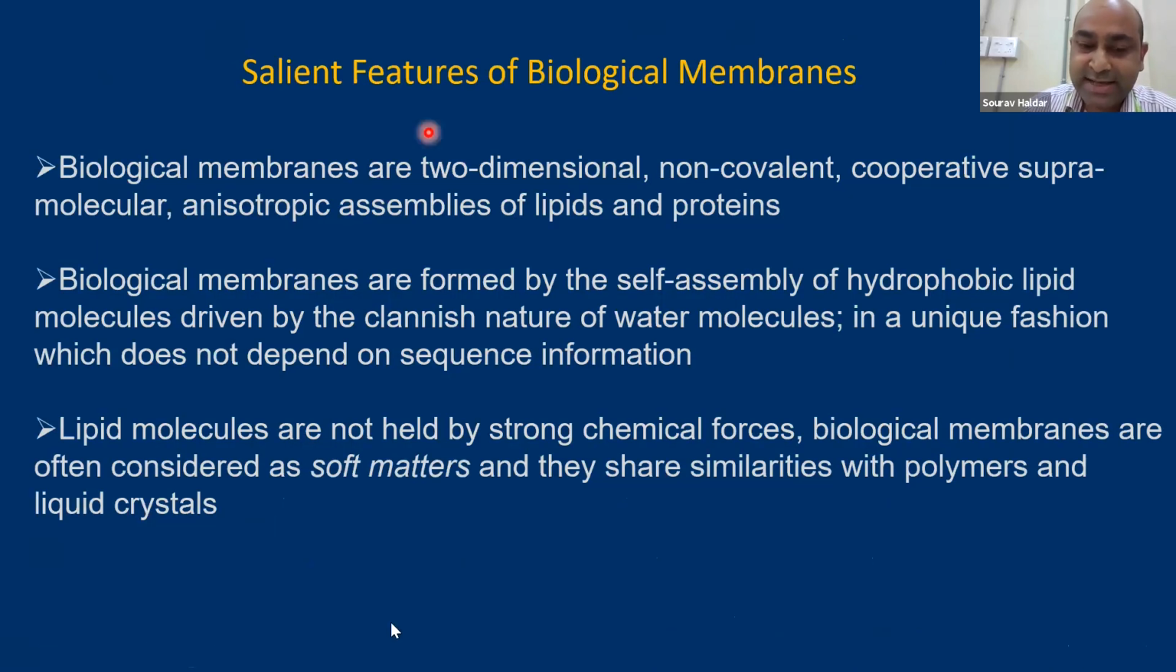So there are some salient features of biological membranes that directly come out from the fluid mosaic model. I already said it's a two-dimensional, non-covalent, cooperative, supramolecular, anisotropic assembly. Okay, I have said too many phrases in one sentence. Let me take you through that. Two-dimensional I already explained.